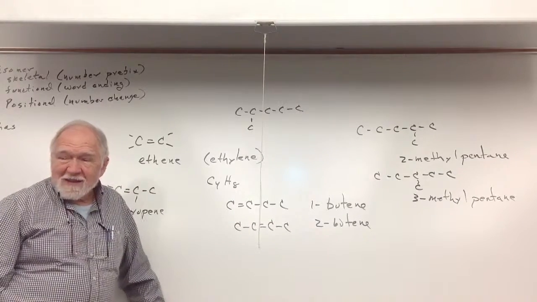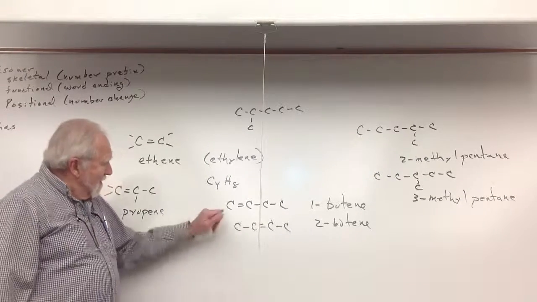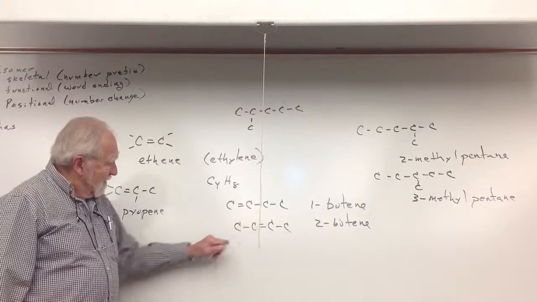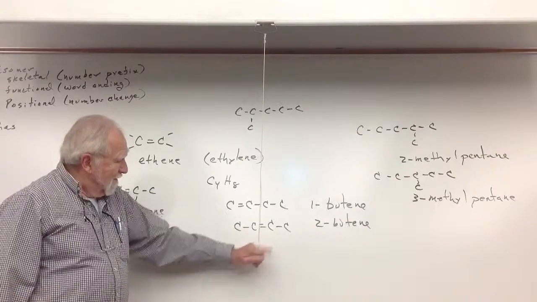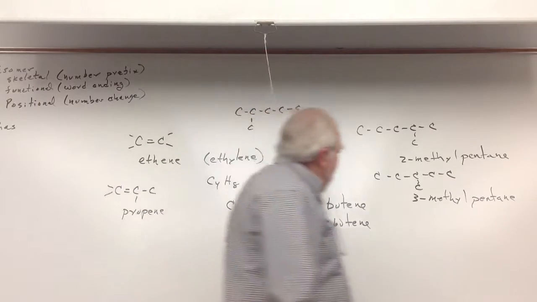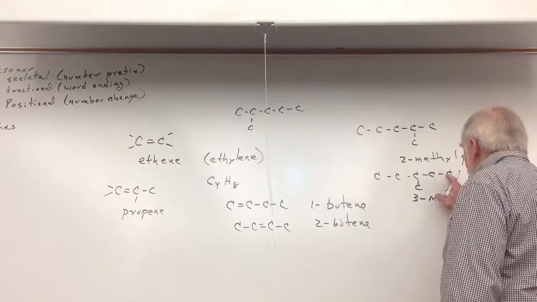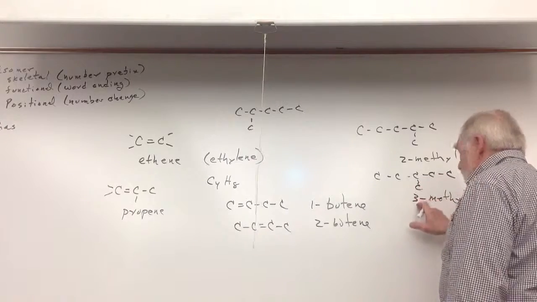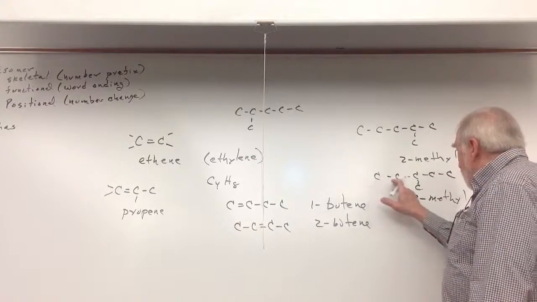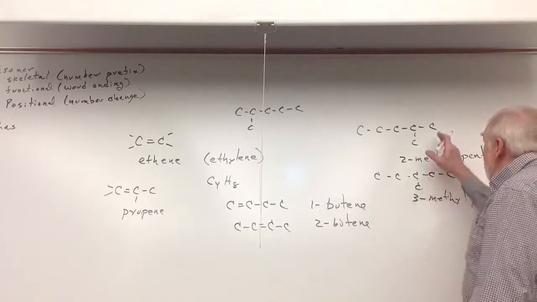Okay, so I understand that the 1-butene, the 1 is because the double bond is on the 1 carbon, 2-butene is because the double bond's on the 2 carbon. But I don't understand the 2 and the 3 on the methylpentane. Okay, well, you have to number the longest carbon chain, right? So if I go 1, 2, 3, it's located on the 3rd carbon. If I go 1, 2, 3 from the other end, it's still located on the 3rd carbon. It doesn't matter which way I number it. But the one above it does.